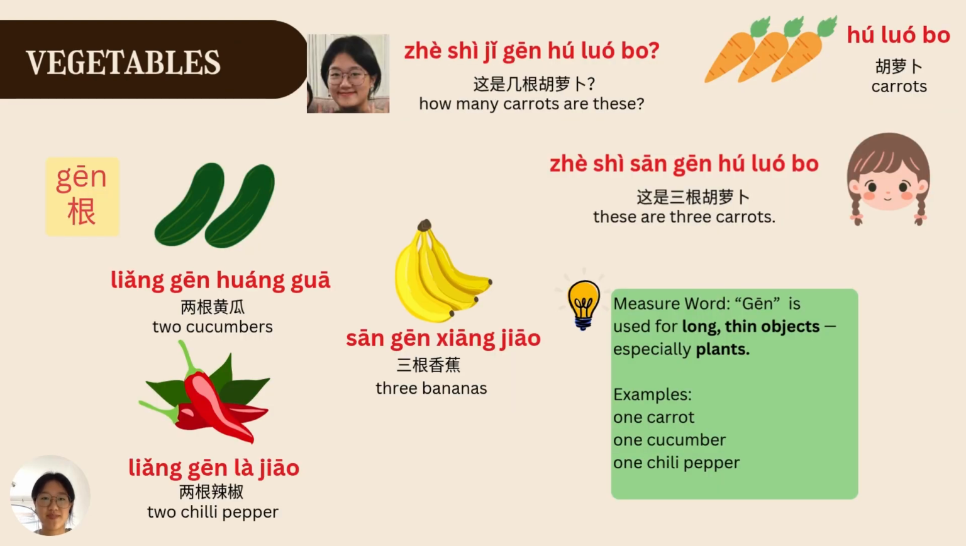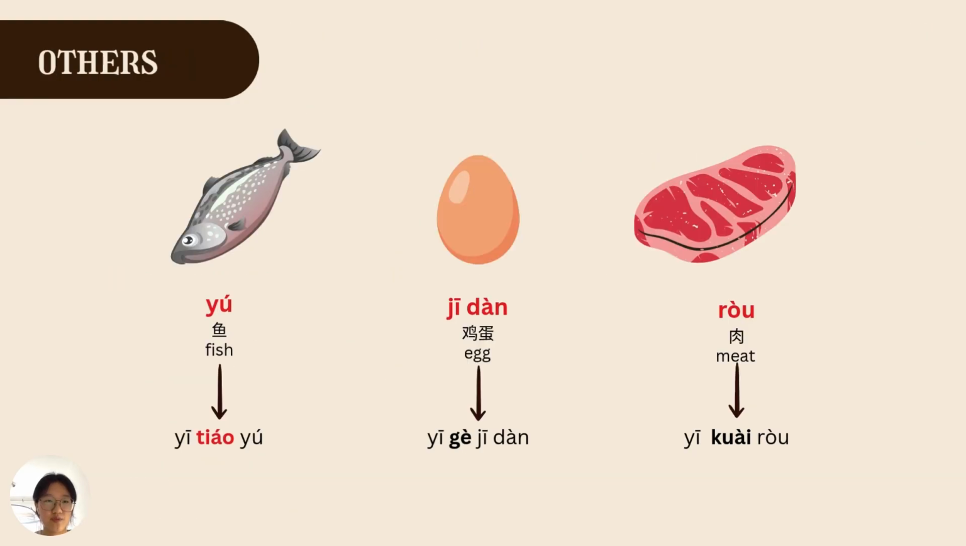Now please read after me. How many carrots are these? 这是几根胡萝卜。These are 3 carrots. 这是3根胡萝卜。2 cucumbers. 2根黄瓜。3 bananas. 3根香蕉。2 chili peppers. 2根辣椒。Next, let's move on to other items in the supermarket.